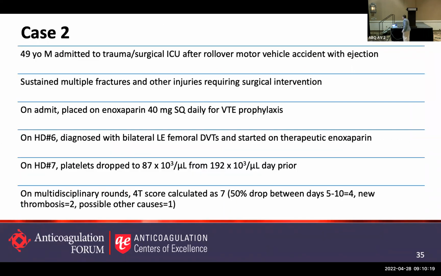All right, so we have another case. I only have about 5 minutes, so I'm going to read through this very, very quickly. So we have a guy who's admitted to the TSI after a motor vehicle accident. He's got multiple injuries. He's been on prophylaxis with enoxaparin. On hospital day 6, he pops up with lower extremity femoral DVTs bilaterally, and he's started on therapeutic enoxaparin. And then on hospital day 7, his platelets plummet. So if you calculate a 4T score for this guy, you would get about a 7. And so that would warrant testing in this guy.